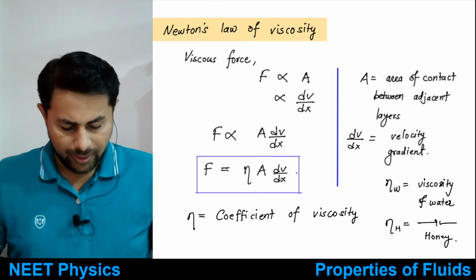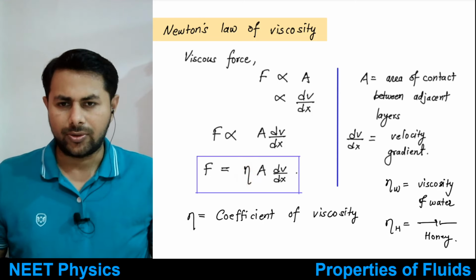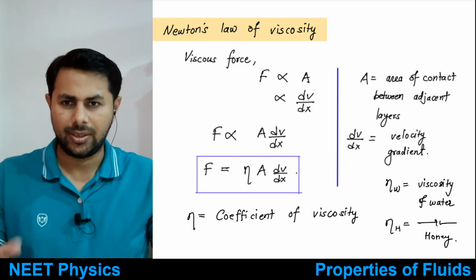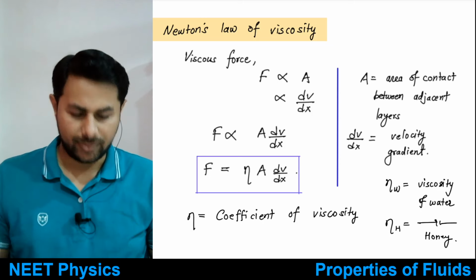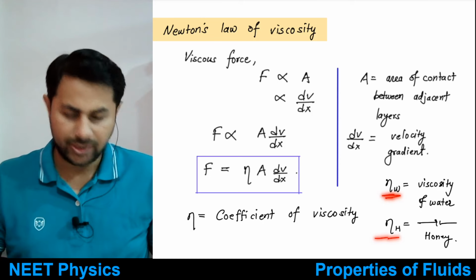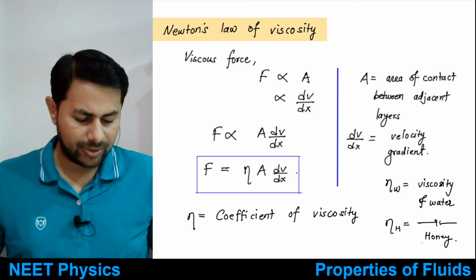Okay, so if the coefficient of viscosity is more, that means there would be less internal motion in a fluid. For an example, if you take two fluids, one is water and one is honey, water is less viscous compared to honey.